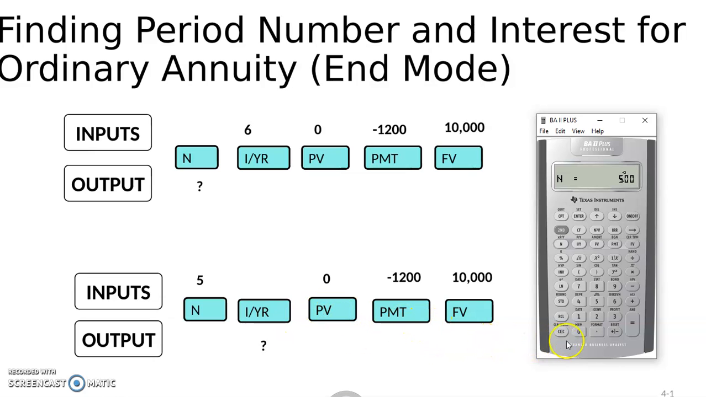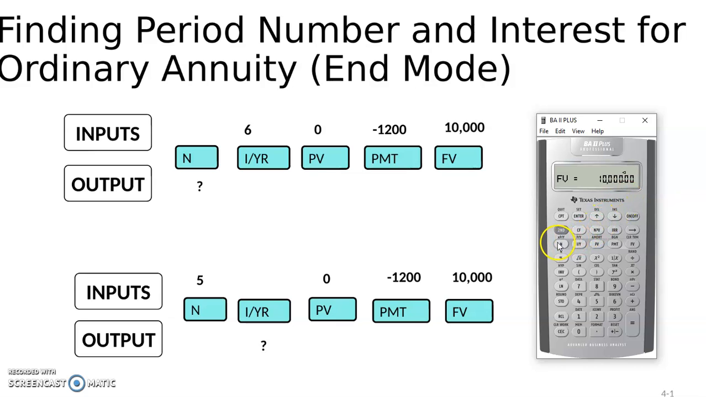I'm not starting with any money. PV equal to 0. So 0 PV. I'm going to be investing $1,200 every year. So 1,200, an investment, money going out. So PMT. And I receive $10,000 at the end of year 5. So FV equal to 10,000.